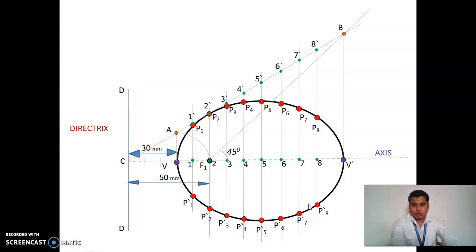If you're not getting it, we'll tell you briefly again. The distance of the focus from the directrix is given as 50 mm. Eccentricity is 2 by 3. So we can divide this 50 mm into 5 equal parts. Then VF is at the second division from the focus, and VC is at the third division from the directrix. So VF by VC is equal to 2 by 3.